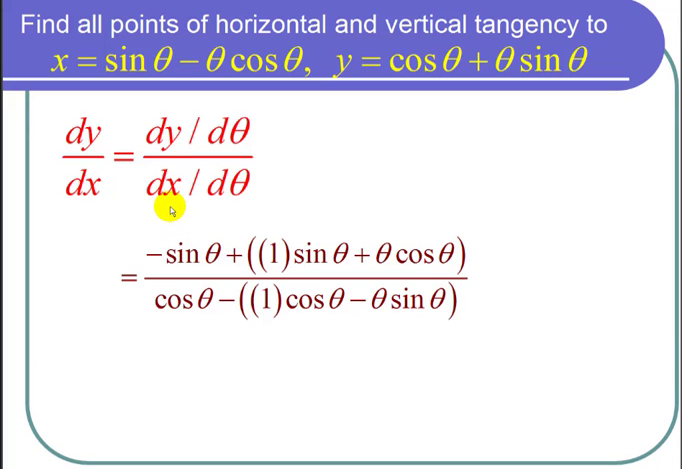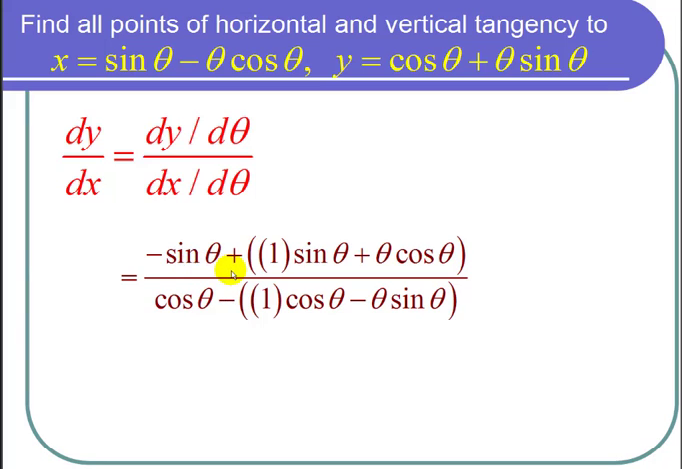Now let's find the derivative of x with respect to theta. The derivative of the sine of theta is the cosine of theta, and then I use the product rule for theta times the cosine theta. Derivative of theta is 1 times the cosine of theta. And then I add theta times the derivative of the cosine of theta. So that's a minus sine of theta.